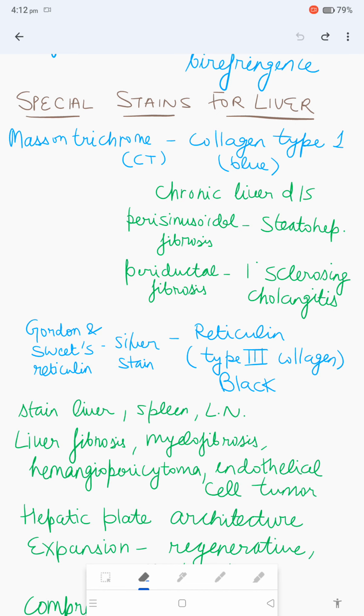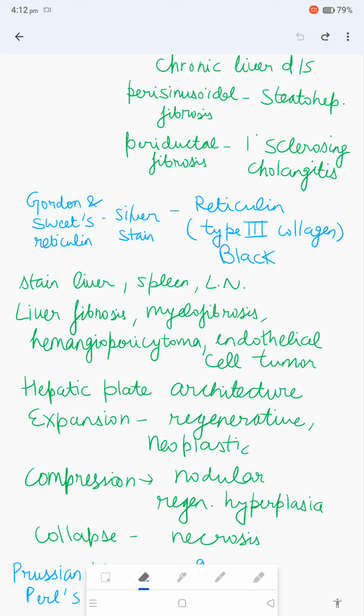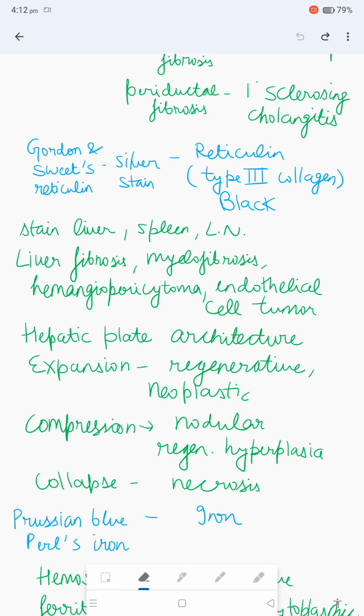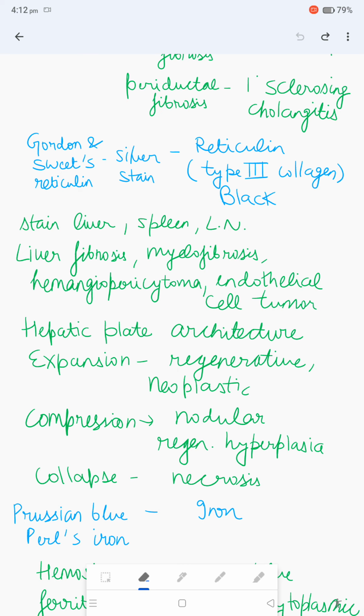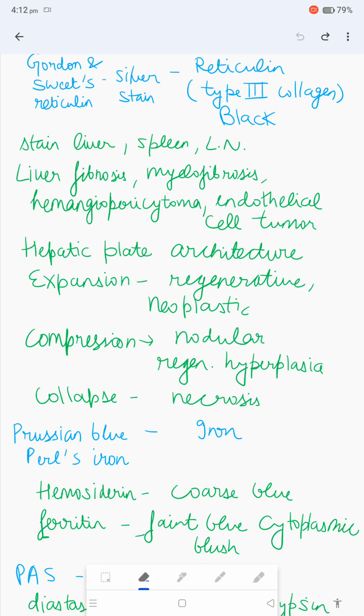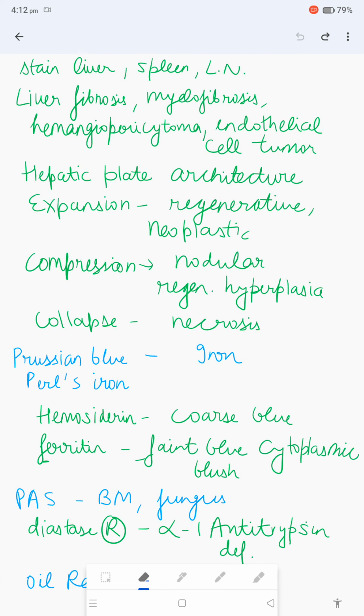Then Gordon and Sweet's reticulin stain. It is used for reticulin, which is type 3 collagen, and it will stain black. The first one, Masson, was staining blue, but this is staining black, and it will stain liver, spleen, lymph nodes. It is used in liver fibrosis, myelofibrosis, hemangiopericytoma, and endothelial cell tumor. And it will differentiate the hepatic plate architecture. Hepatic plate architecture will be expanded in regenerative and neoplastic conditions, compressed in nodular regeneration, and collapsed in necrosis.